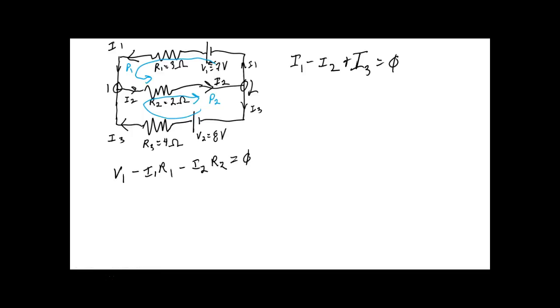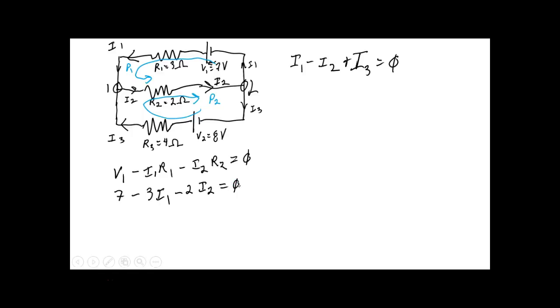Now, let's plug in the numbers we know. What will this be? V1, 7, minus, now we know, say again? Okay. We don't know anything about I1. That's what we're looking for. We do know that R1 is 3, so that's minus 3I1, right? And then you get down here, you know R2, but you don't know I2, minus 2I2. And that's equal to 0.